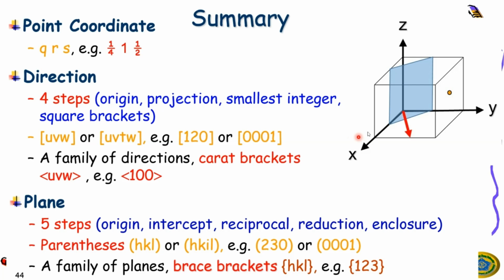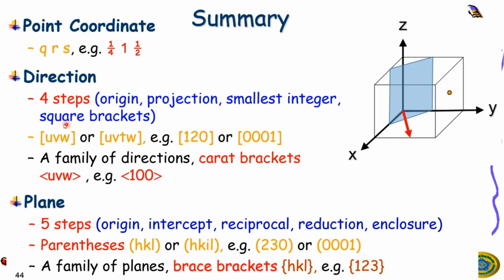The second one is direction. This one is a vector, or we call it direction. We need to follow 4 steps, remember? First, this vector needs to pass through the origin, right? Then this vector needs to be projected onto the x-axis, y-axis, and z-axis. And then we get numbers, right? We get the length on the x-axis, y-axis, and z-axis. Then we need to make these 3 numbers become the smallest integers.